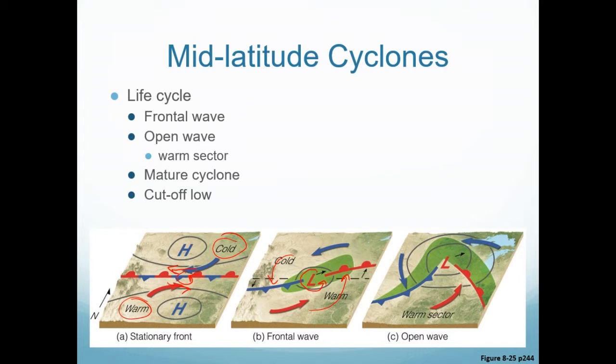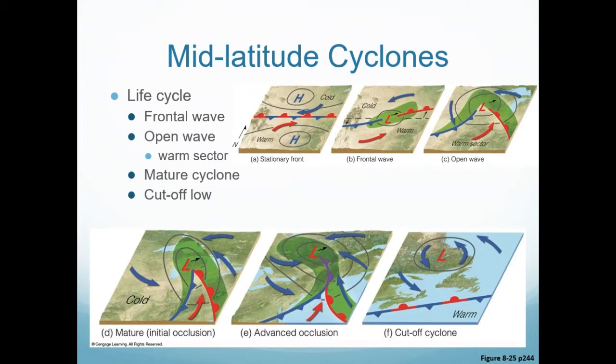Now, this is going to continue for a while until that cold front actually catches up with the warm front. Now, remember from our previous video on fronts that the moment when a cold front catches up to a warm front, you get an occluded front. So this is the initial occlusion stage. It is now a fully mature mid-latitude cyclone at this point.